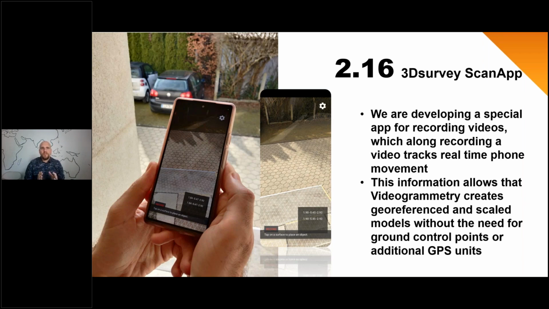So the idea is for fast infrastructure mapping, we want to have that additional data added to the video, and when the video is recorded, 3D survey will pick up this data. That will mean that in future there won't be the need to manually orientate and scale the data. It should be approximately scaled just from the instruments that the phone has inside of it.